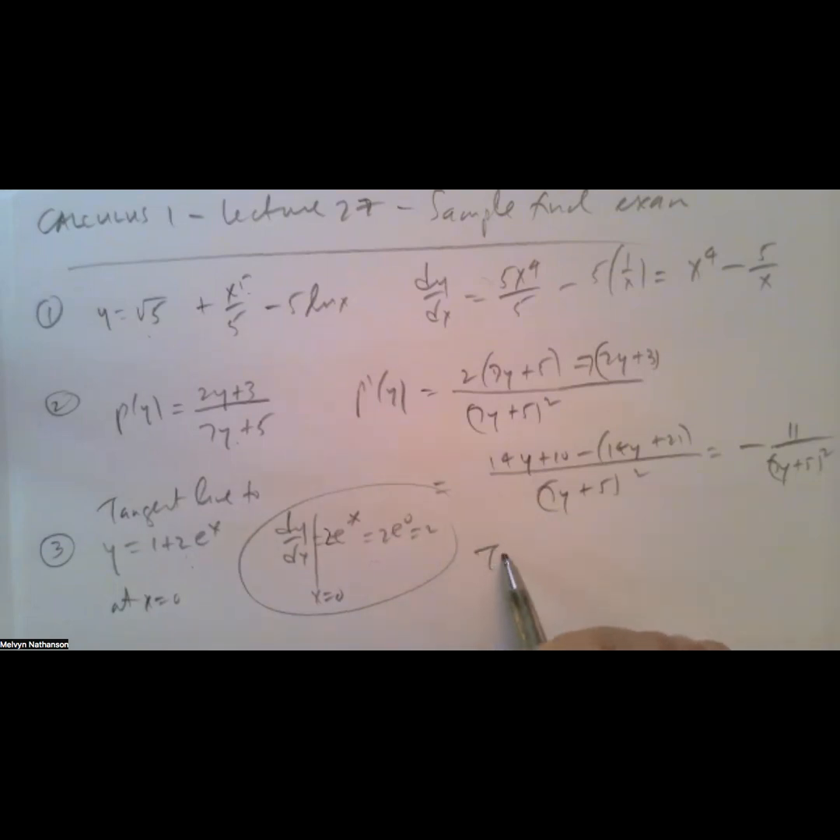So the tangent line is given by y equals the derivative, the slope, 2 times x minus 0, plus the value of the function at 0. Y, when x is equal to 0, is 1 plus 2e to the 0, which is 1 plus 2, which is 3. So the equation of the tangent line is y equals 2x plus 3.